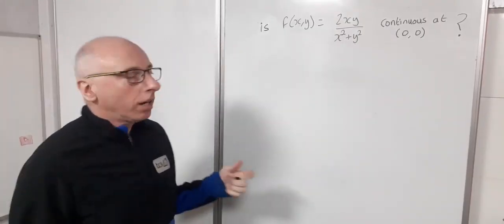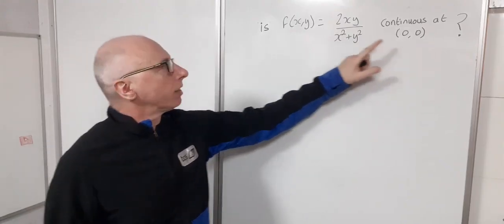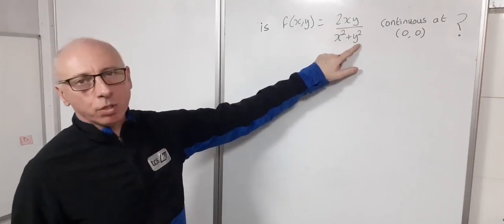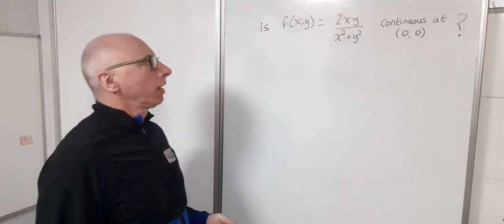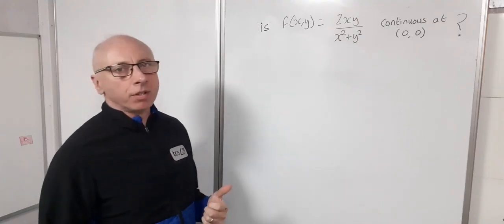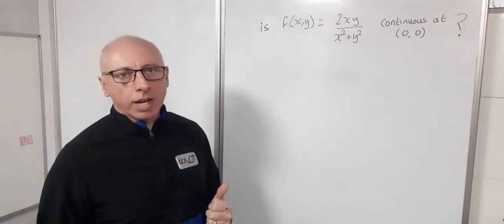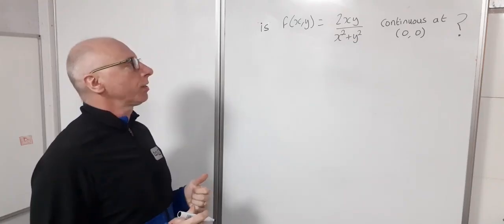So in this question here, I'm going to try and find if this function here is continuous at the origin. The function in question is 2xy over x squared plus y squared. Now I've got two techniques which I'm going to use. First of all, I'm going to use the method of limits, and I've got three sub ways of doing that. And then the other method I'm going to use is the method using polar coordinates.